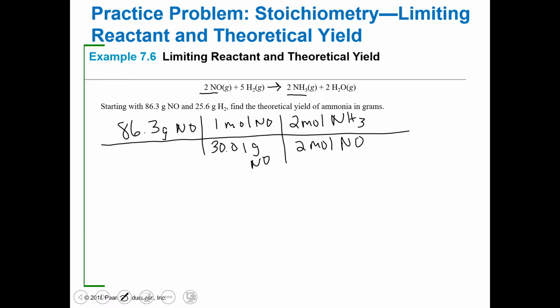It saves me a step, and then I can figure out by moles which one is going to give us the least amount of product, and whatever that one is, I'll convert to grams of ammonia. So I'm going to say 86.3 times 2, whole thing divided by 30.01 times 2, and I get 2.875 moles. Okay, now I'm going to do the exact same thing with the hydrogen gas.